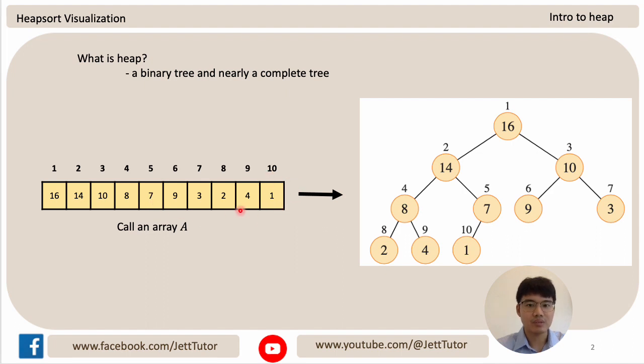And then if we construct this into a binary tree, it will be like on the right side. So we construct it in the index order from 1 to 10: 1, 2, 3, 4, 5, and so on to 10. Okay.